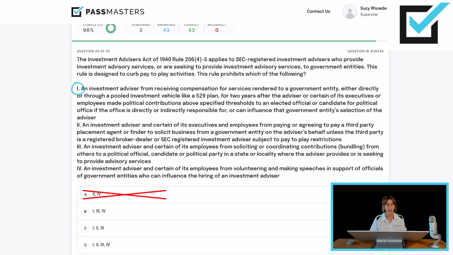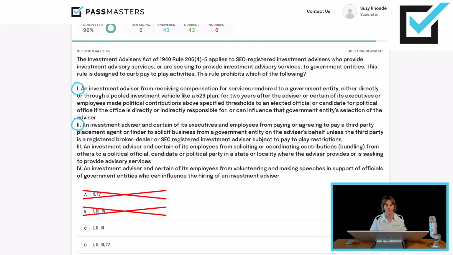2, an investment advisor and certain of its executives and employees from paying or agreeing to pay a third-party placement agent or finder to solicit business from a government entity on the advisor's behalf, unless the third party is a registered broker-dealer or SEC-registered investment advisor subject to pay-to-play restrictions. That is also prohibited. So 1 is prohibited and 2 is prohibited. That gets rid of B. So 3 is part of both C and D, so let's check it out.